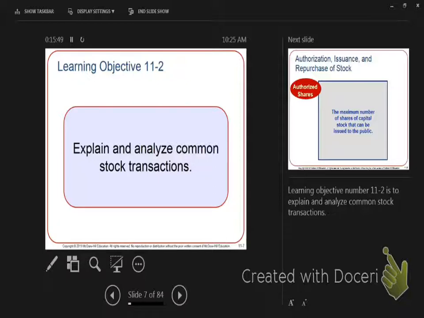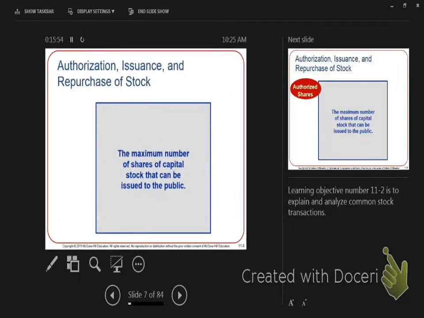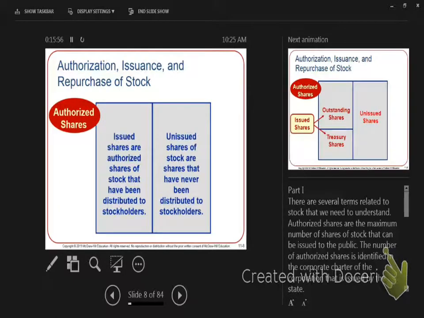Treasury stock is bought back and owned by the company. So authorized is the total amount that a company can sell. Issued and non-issued: issued is the number of shares sold. Unissued or non-issued has never been distributed to anybody.